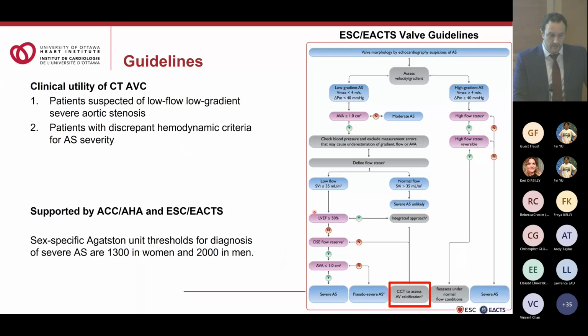Now, guidelines recommend CT aortic valve calcium scoring in patients with suspected low flow, low gradient aortic stenosis and patients with discrepant hemodynamic data. And that's both in the American guidelines and European guidelines. The suggested thresholds in the American guidelines are 1,300 in women and 2,000 in men. I think we're quite familiar with those if you're caring for patients with aortic stenosis.